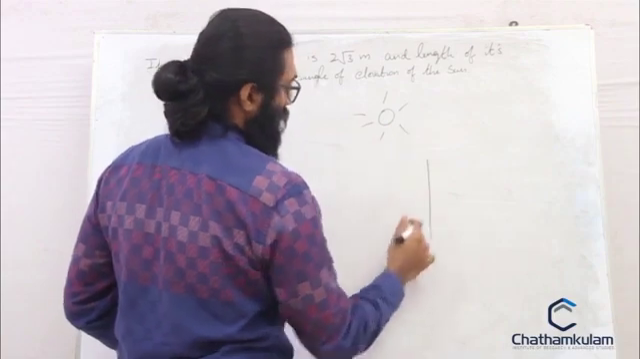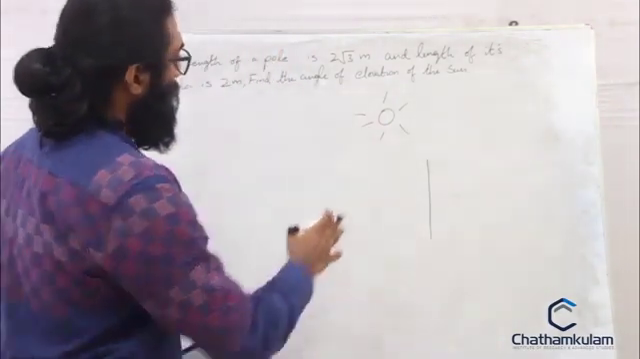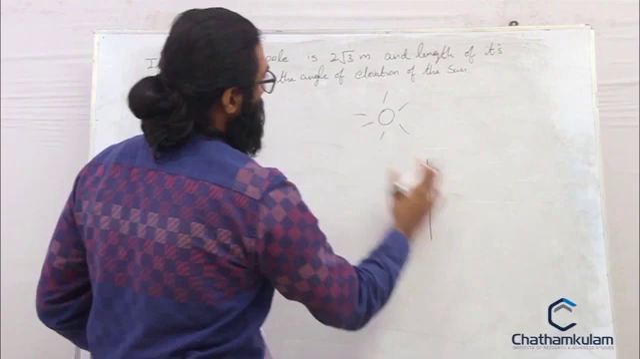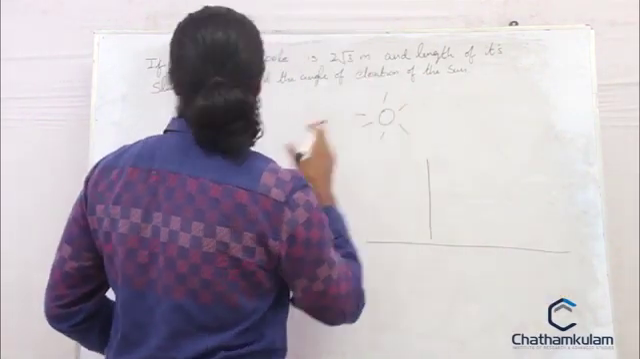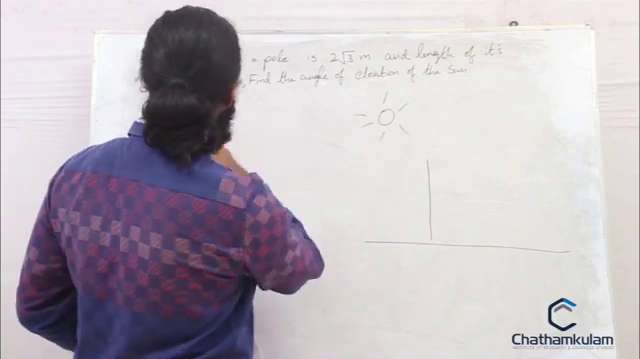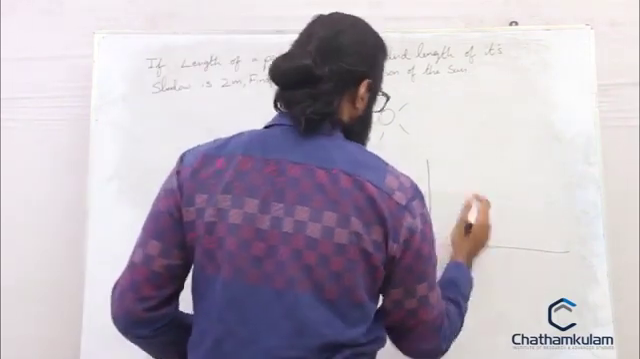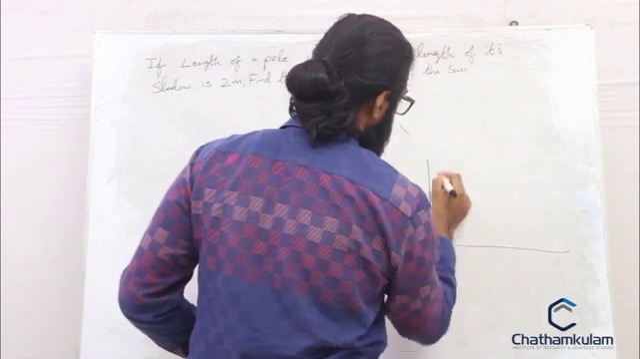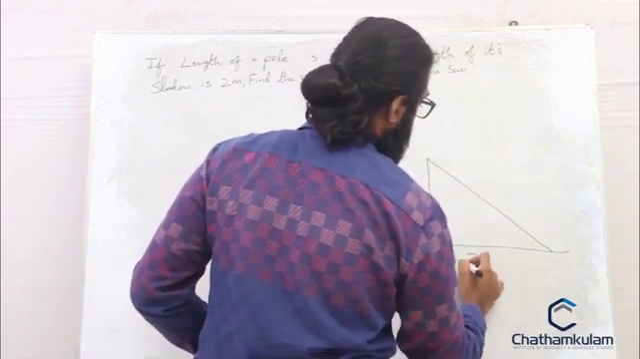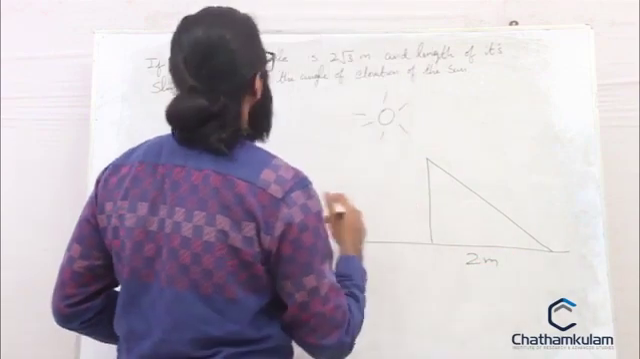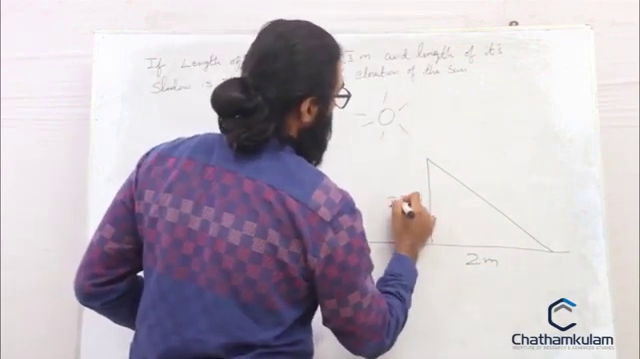So this is the pole, and if the sun is here, it casts a shadow on the ground, right? So it casts a shadow that is 2 meter, right? This is the shadow. So it casts a shadow of 2 meter. The length of the pole is 2√3 meter.